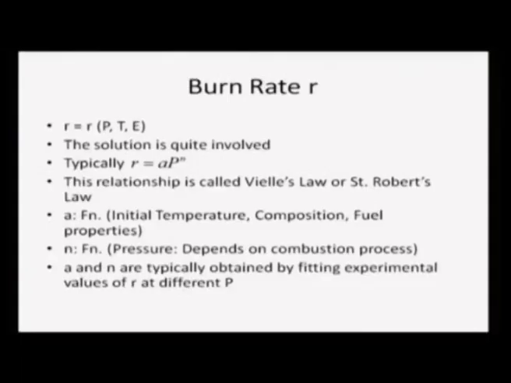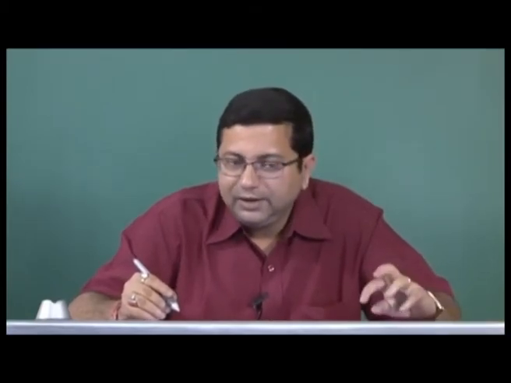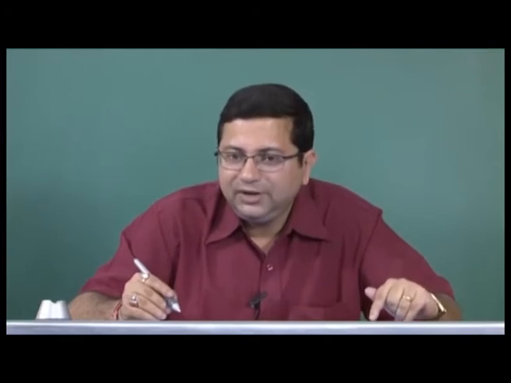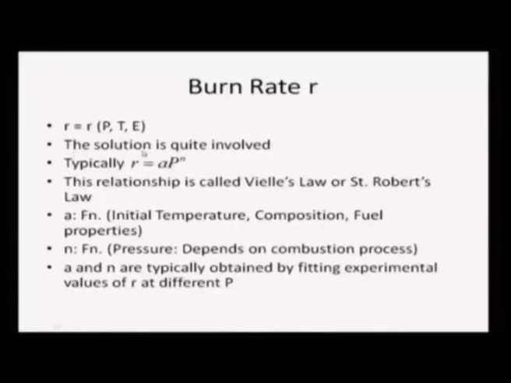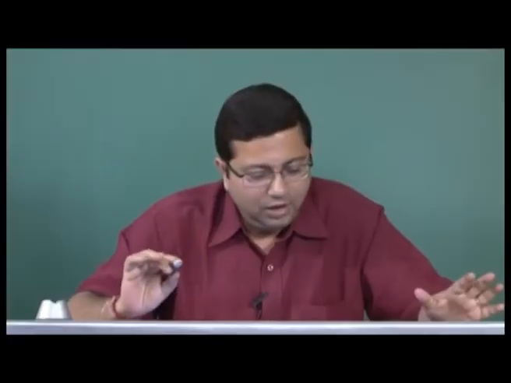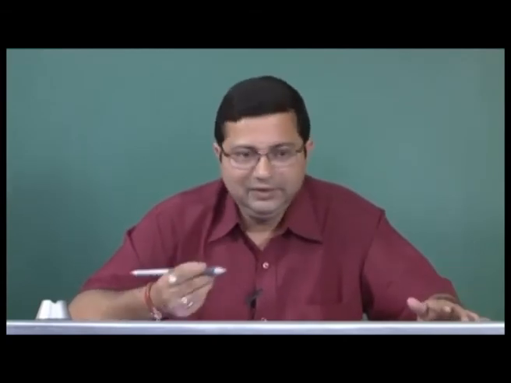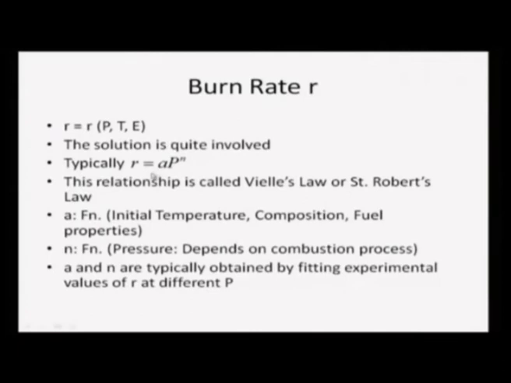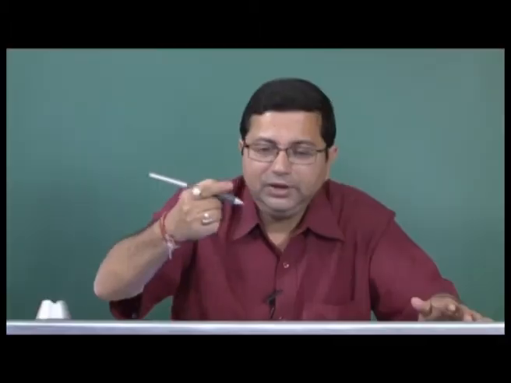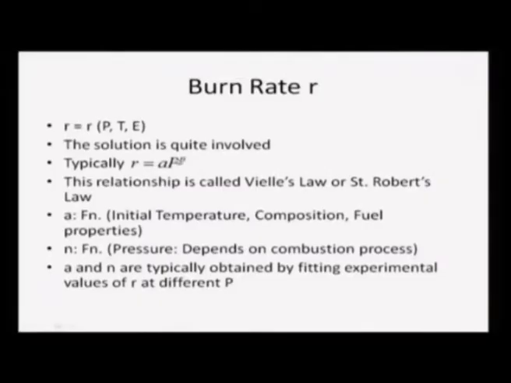So, let us look at burn rate R. First of all, this R is a function of pressure, temperature, and activation energy E. As you can see from here, Q dot will depend on this, or this depends on Q dot, vice versa. Now, the solution of this entire process is quite involved. I will not go to the details of that, but typically it has been seen that R, that is the burning rate, is given as A p to the power n, where A is a constant depending on the particular propellant we are using, p is the pressure, and n is the index that gives the burning rate.